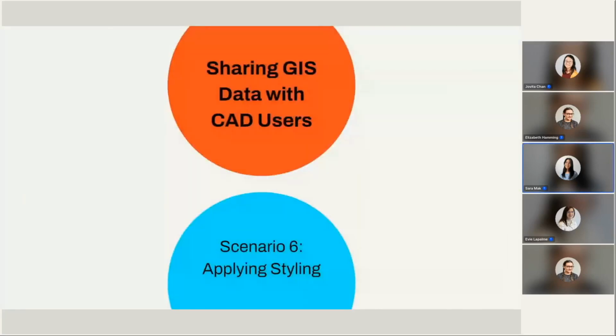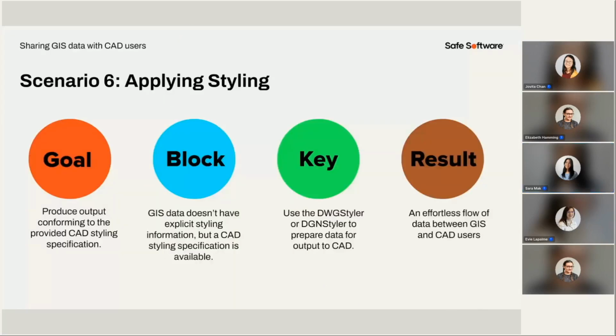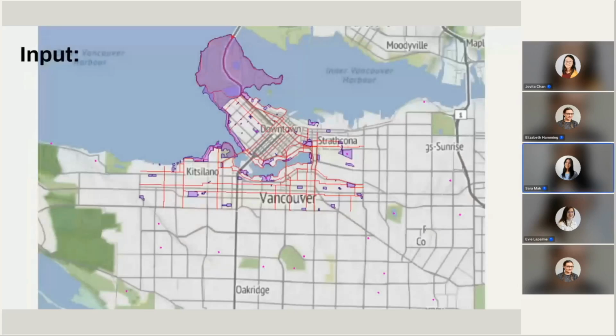And speaking of the importance of styling, our sixth scenario is going to cover that. In this scenario, we are taking point, line, and polygon data that was meant for GIS, and we are outputting it to CAD. Our challenge here is with the styling specifications that are expected of the CAD file, but luckily we have some styler transformers that will help us with this. So let's take a look at what we're working with. This is the GIS data that we need to transform. We've got the purple park polygons, bike paths, which are represented by the red lines, and dog park sets, which are represented by the pink points.